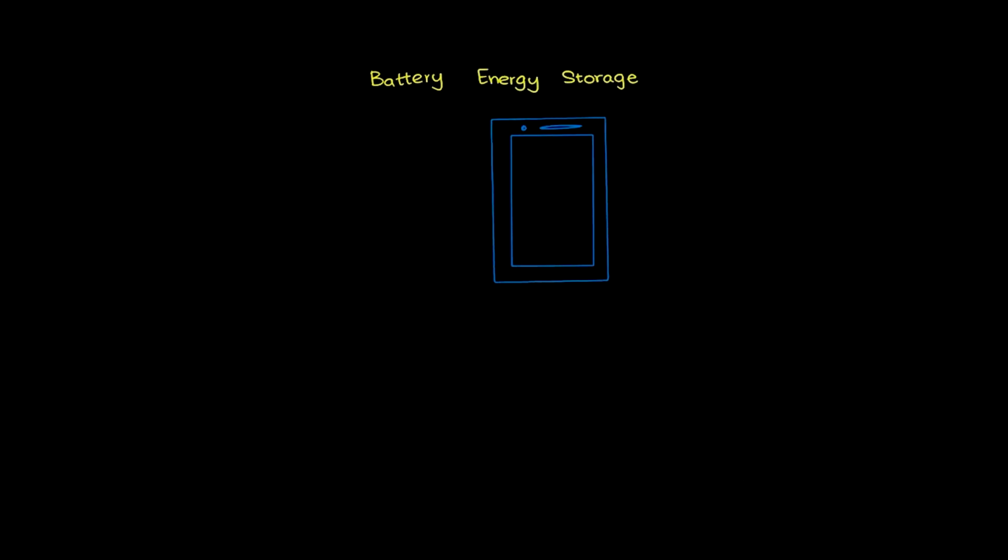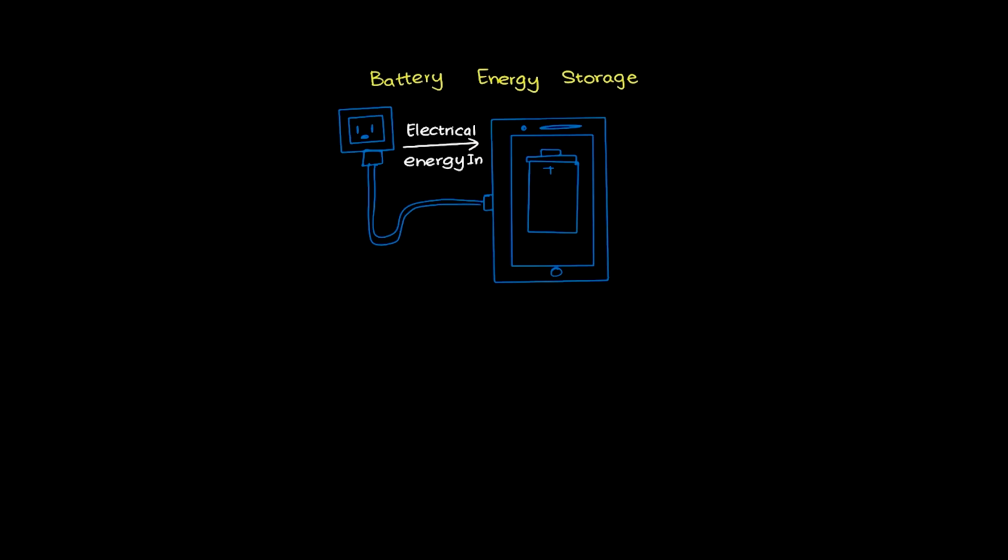When you plug in your phone to charge, electrical energy flows from the outlet into the battery. But what form does that energy take once it's stored? Chemical potential energy. Batteries don't store electricity directly. They store energy in chemical bonds. Charging causes chemical reactions inside the battery that rearrange atoms and molecules into higher energy configurations. When you use the phone, those reactions reverse, releasing that stored chemical energy back as electrical energy.